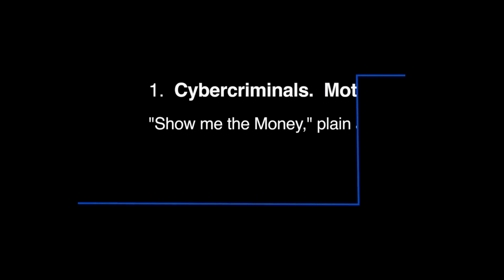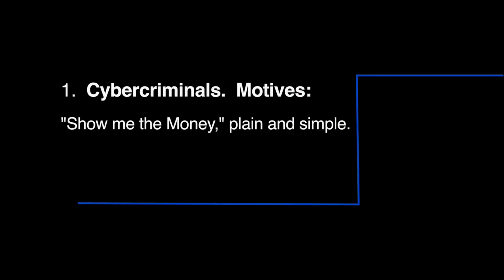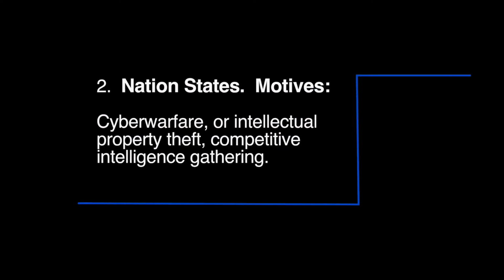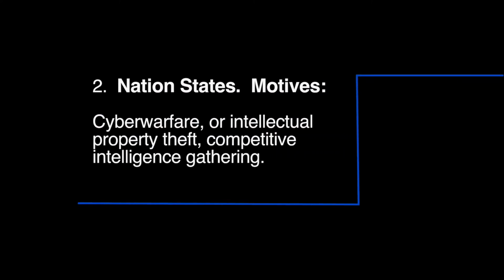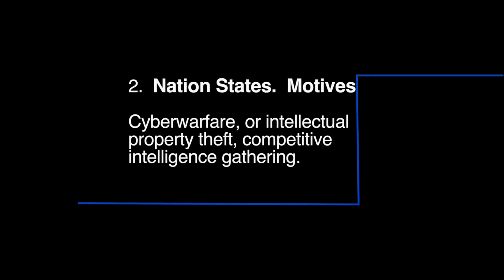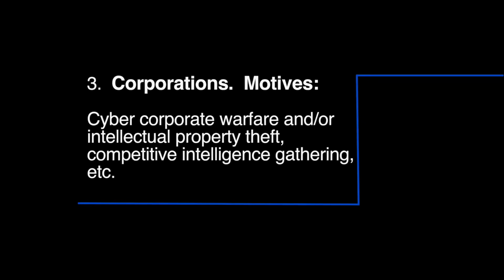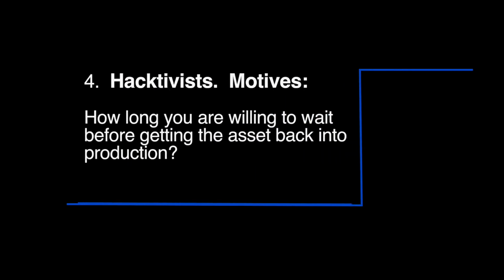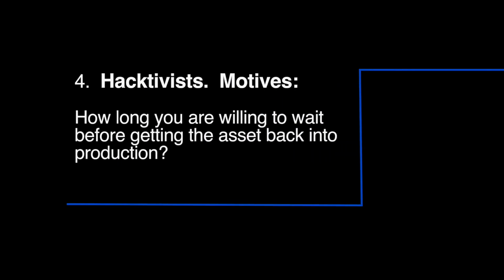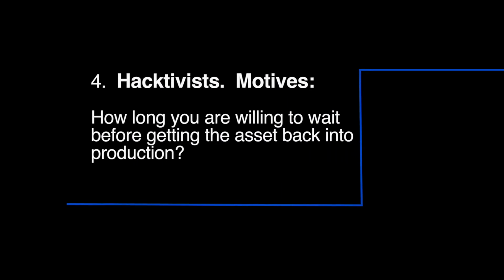Speaking of which, who are the external threat agents? Here's a brief list. Number 1, cyber criminals. The motive: show me the money, plain and simple. Number 2, nation states. Motives: cyber warfare or intellectual property theft, competitive intelligence gathering, and the like. Number 3, corporations. The motives are cyber corporate warfare or intellectual property theft, competitive intelligence gathering, stealing. Number 4, hacktivists. The motives are activism of one sort or another, not always altruistically motivated, but sometimes yes.